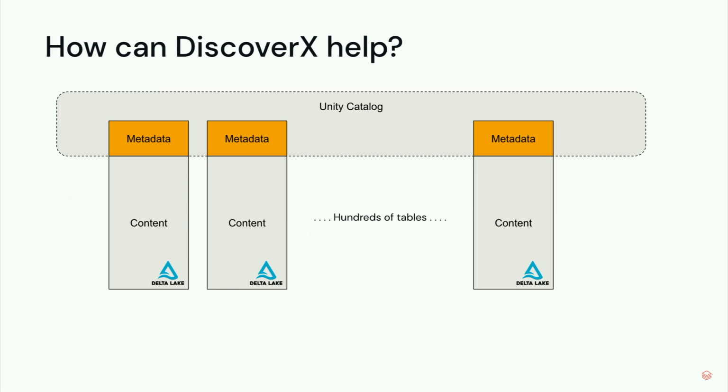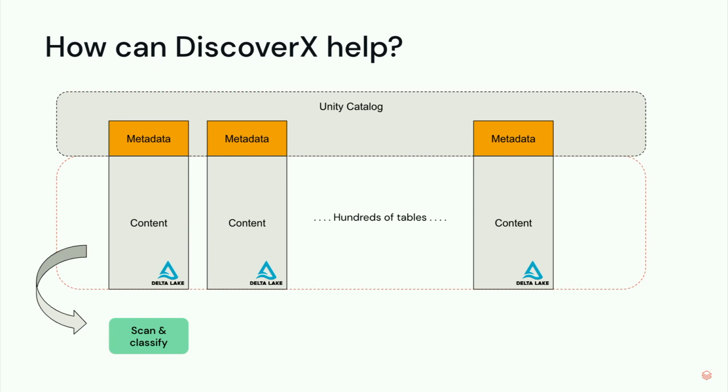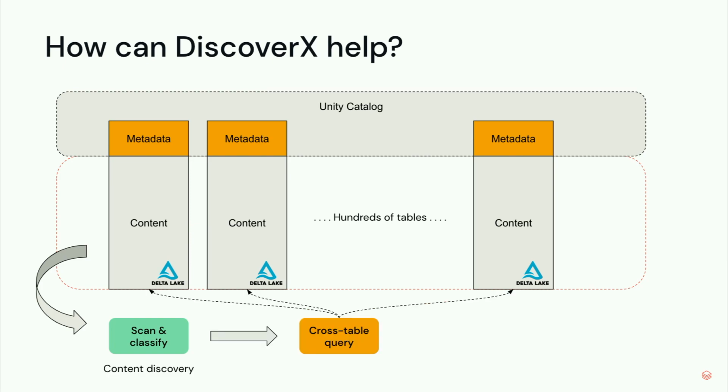So how can DiscoverX help? First of all, it runs a scan of your data, so you can classify what type of data is in each column. This provides content discovery, so you understand how many rows you have that match a specific type. But it also enables cross-table queries. This is the magic: once you define that you have email addresses in these 30 columns or 100 columns, you can run a single query and ask, is this email anywhere in here? DiscoverX will span this query across all of the tables and find the answer to your questions.